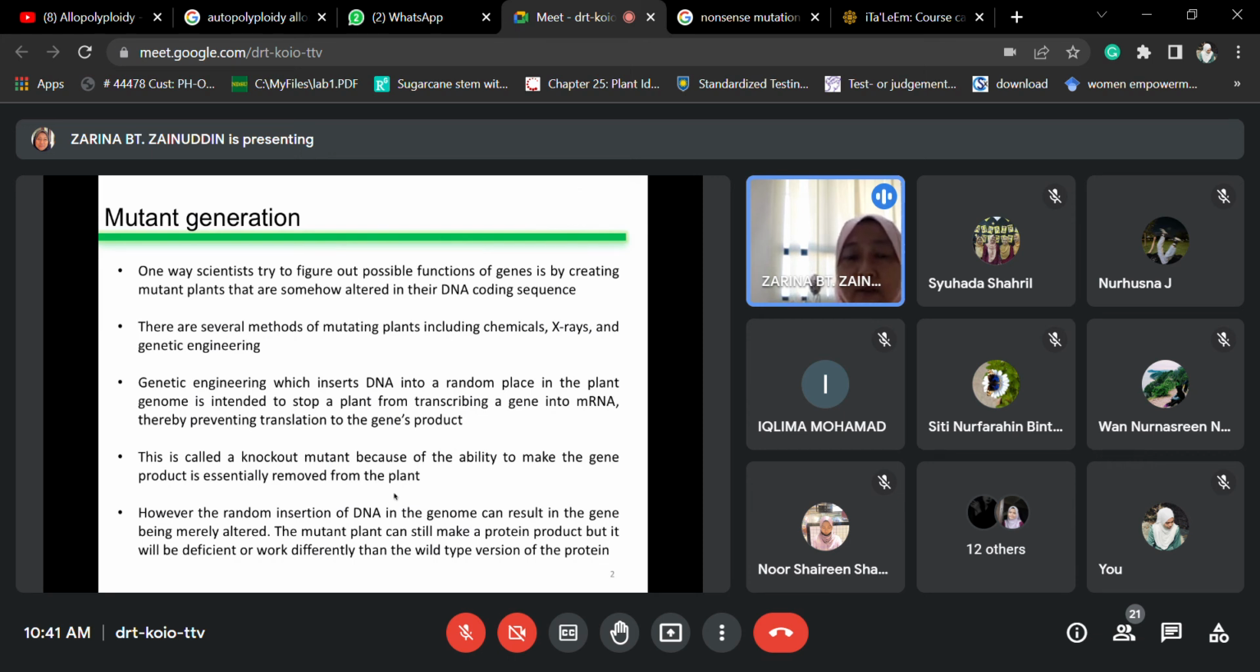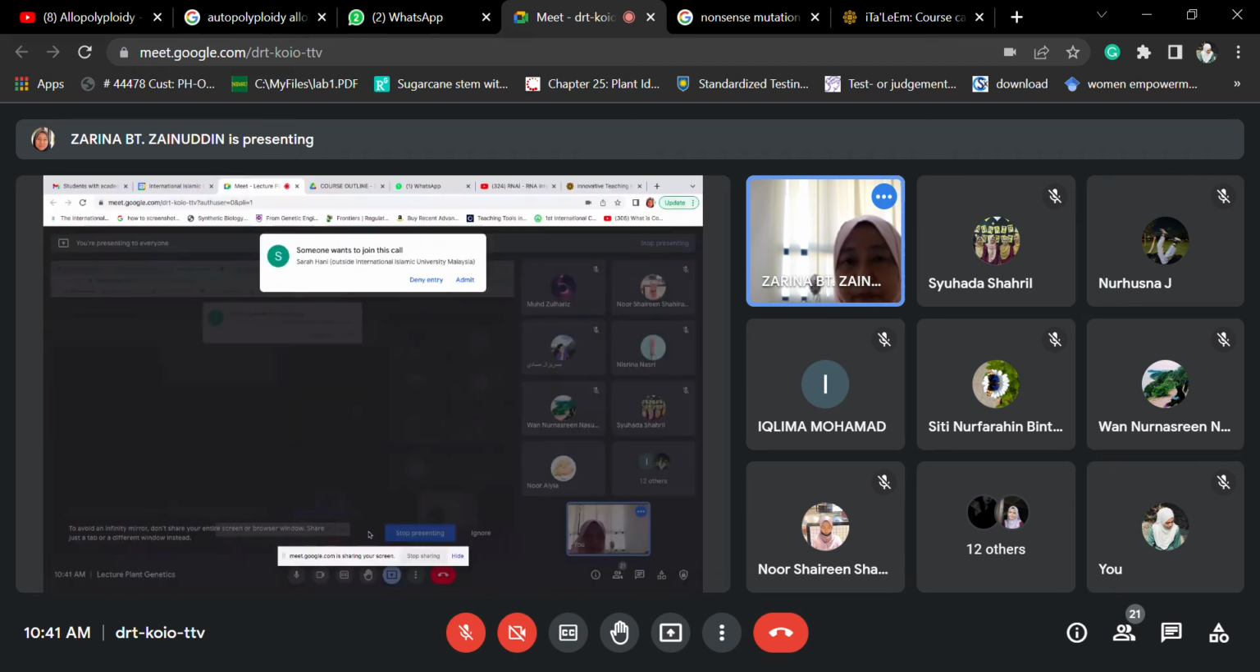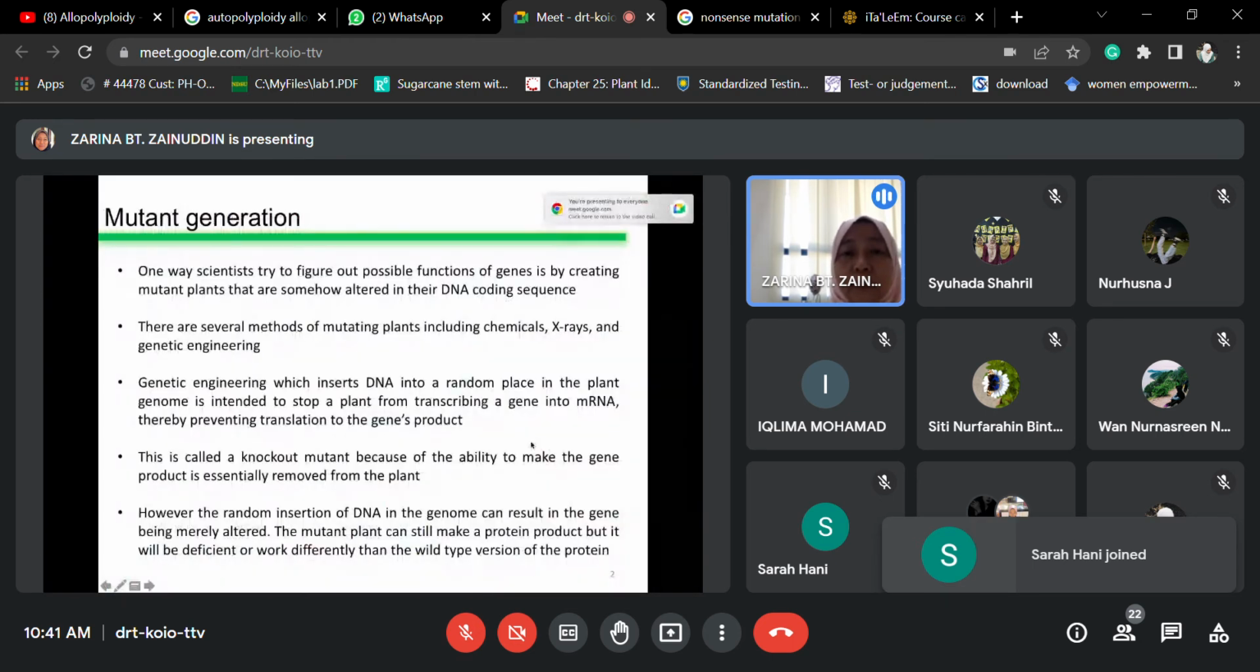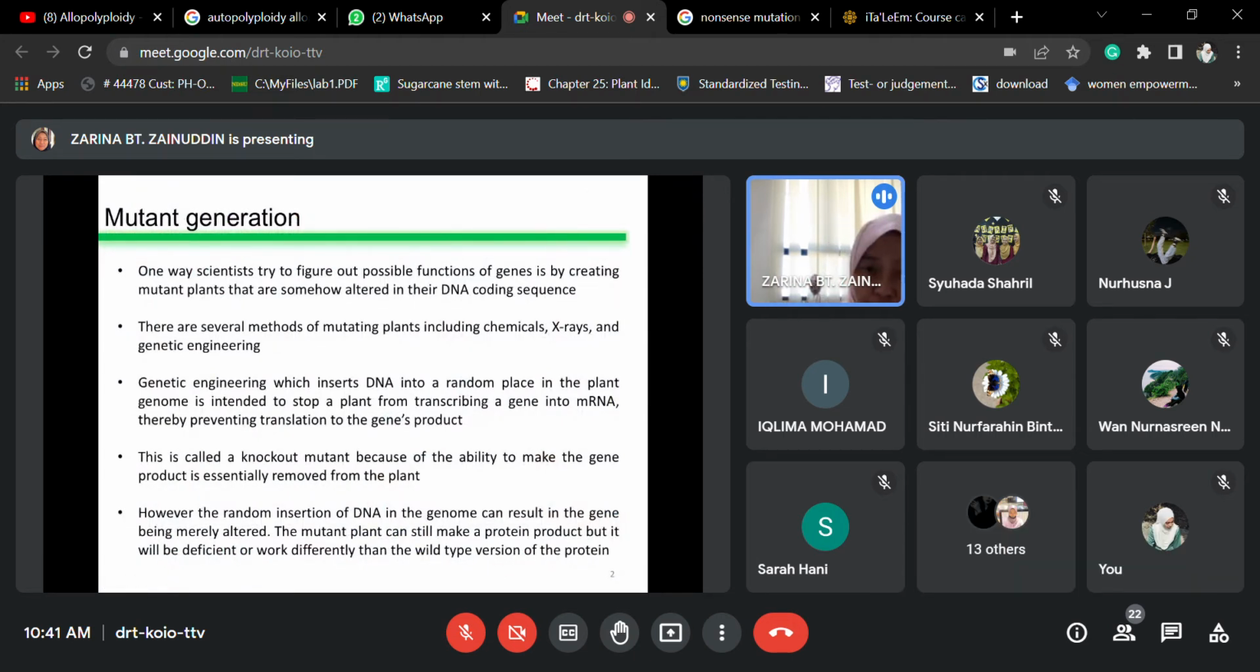DNA, and then you transform this and then you introduce this DNA segment into the plant genome. Okay, so when you introduce this, it will stop the plant from transcribing a gene into mRNA. So when you stop transcription of the gene in the plant you transform, you will prevent the process of translation. So when there is no translation, there is no gene product. So this is what we call a knockout mutant.